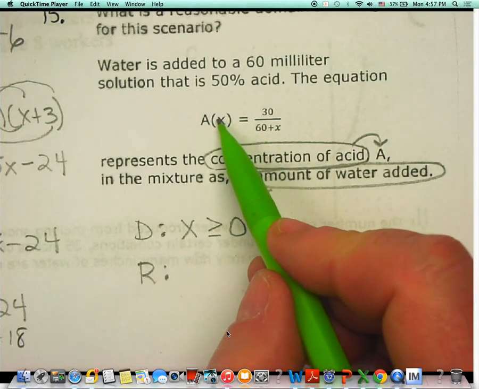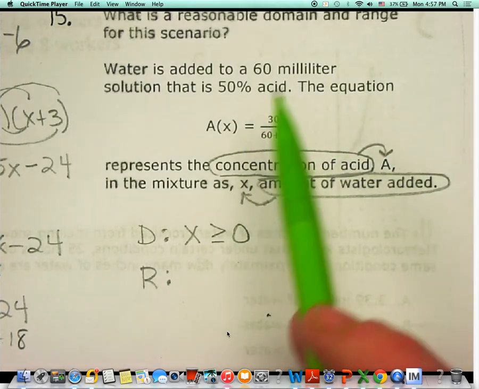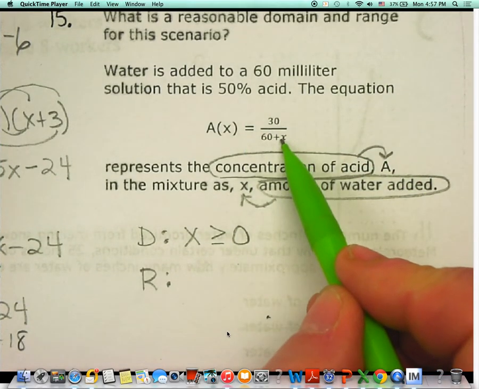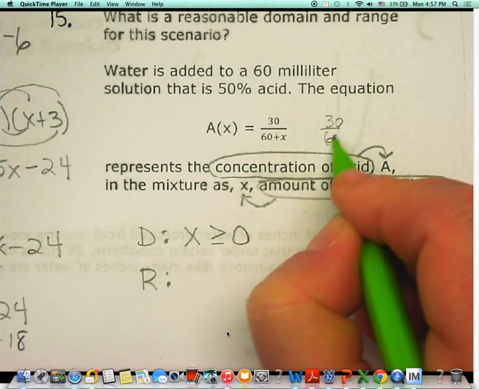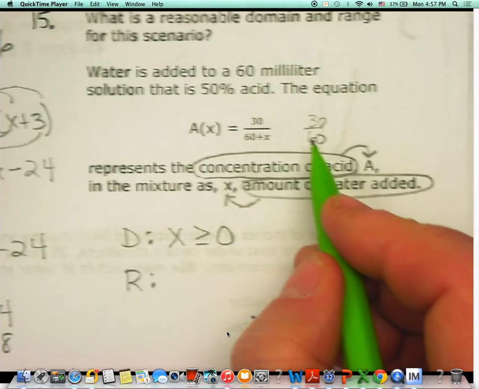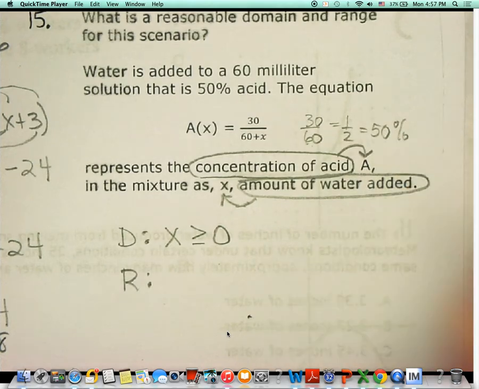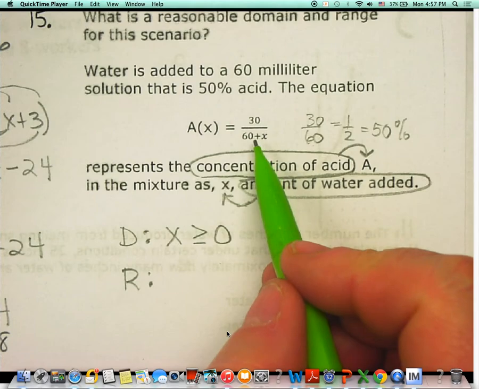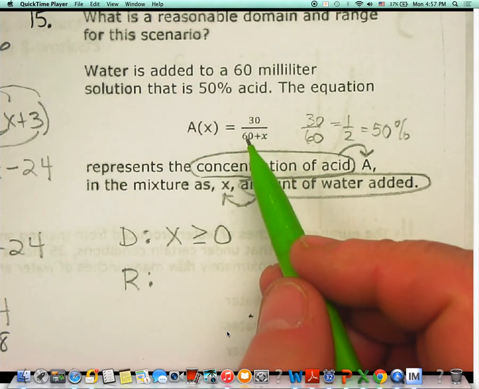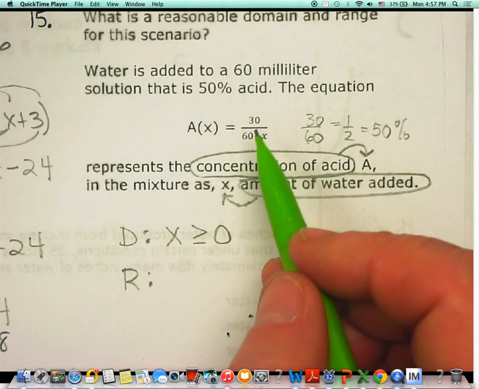Then for the range, the range is Y. In this case, the range is an A here. Okay, so we know that if we add 0 amount of water, we have 30 over 60, because 0 plus 60 is 60, which is a half, which is equal to 50%. Then if we start adding more and more water, what's going to happen is we have this 50% solution that's going to be diluted, and it won't be 50% acid anymore. It'll be less and less percent acid.